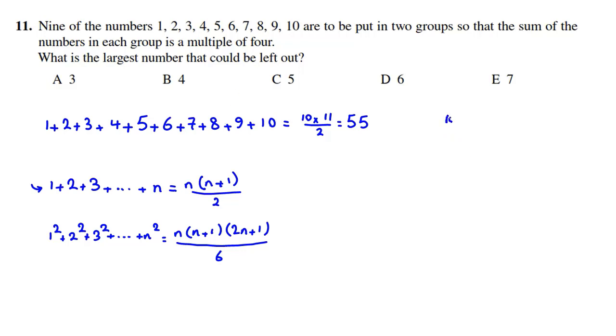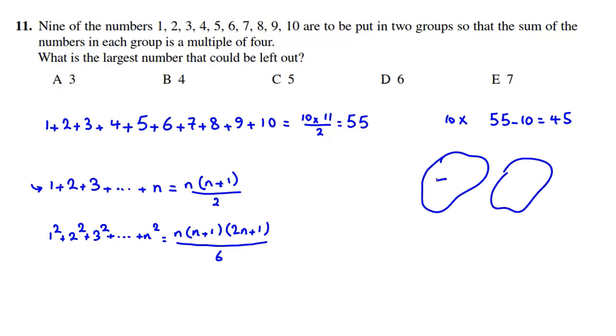So, if I, for example, remove 10, so 55 minus 10, the sum of the 9 numbers that are left is 45. If you consider 2 groups, for example, this one is a multiple of 4, 4k, this one a multiple of 4, 4q. So the sum of the 9 numbers that are left will be 4k plus 4q, and the sum of the 9 numbers that are left is 45. Is it possible? Because 4 times k plus q is 45.